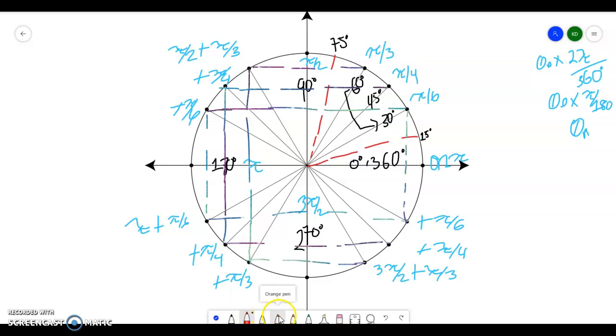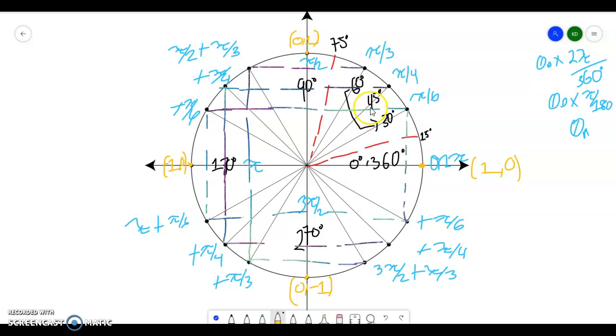So now let's talk about the coordinates of the unit circle. So this coordinate right here is 1, 0. This one right here is 0, 1. This one right here is -1, 0. And this one right here is 0, -1. So that means that the radius of the circle is 1.